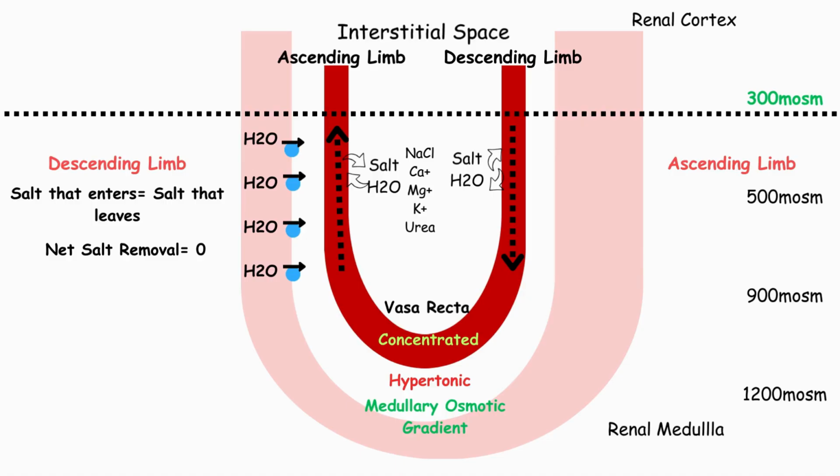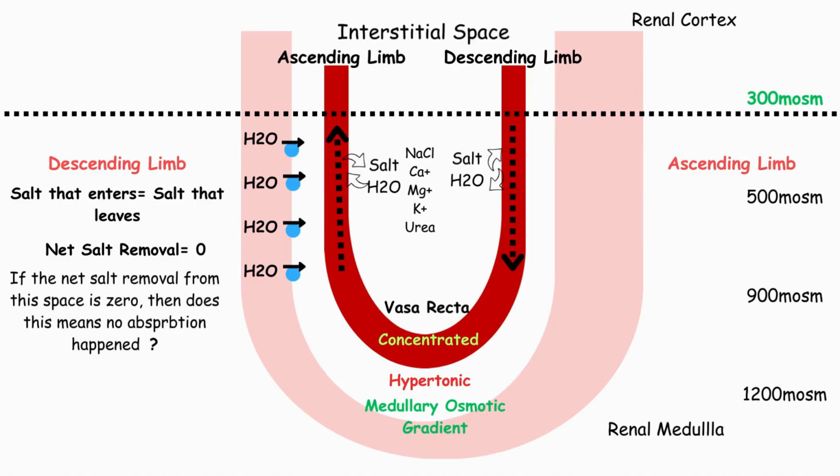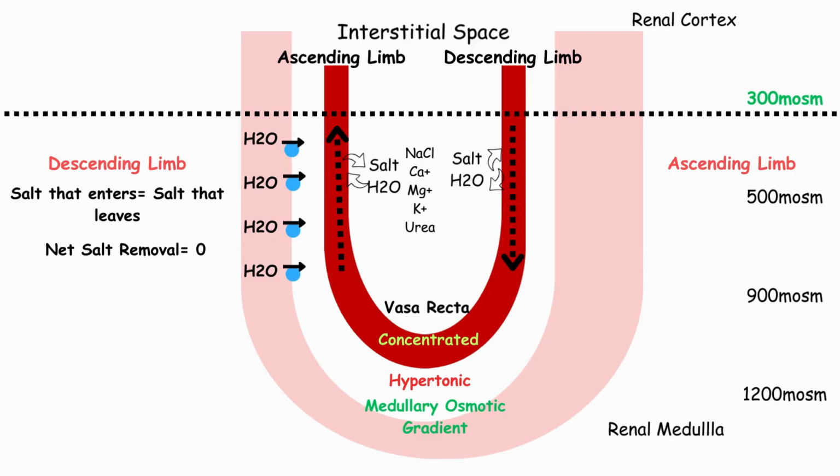This means the blood leaves the medulla at roughly the same salt concentration it entered, that is 300 milliosmoles. So if the net salt removal from the space is almost zero, then does this mean no absorption happened? No, absolutely not. Now, keep in mind that vasa recta must absorb some salt to take reabsorbed water from tubules. If they did not absorb any salt, they would not be able to take reabsorbed water and nutrients and return it to the circulation. Then, how does it preserve the medullary gradient?